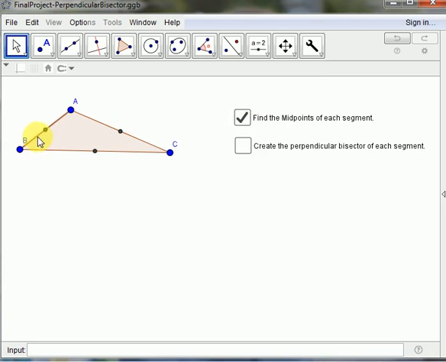So which are these three dots? These 3 points on those segments. If we were to move it around, the dots move.